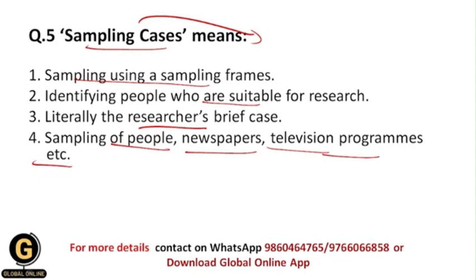That's why sampling cases means the case that we have selected as a sample from the target population. It could be a person, it could be people, it could be any kind of objects. That's why your correct answer should be 4, because sampling of people, sampling of newspapers, sampling of television programs, sampling of incidents, sampling of certain objects, these are the sampling cases.